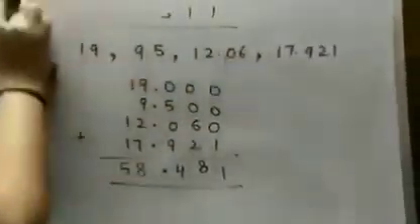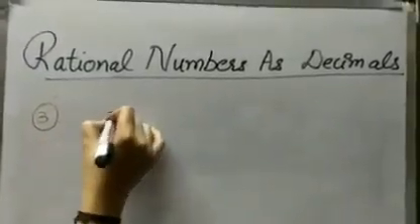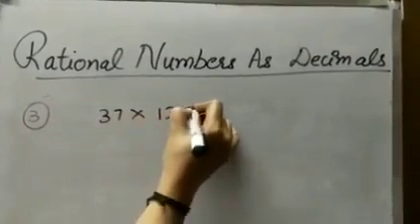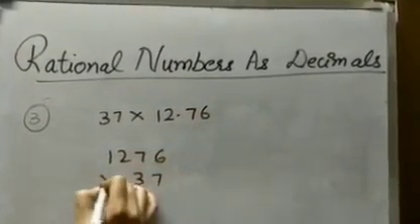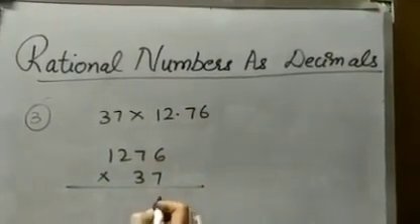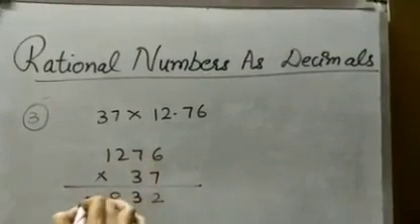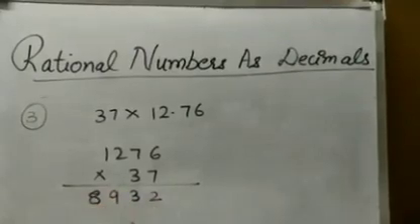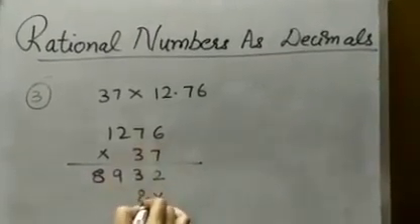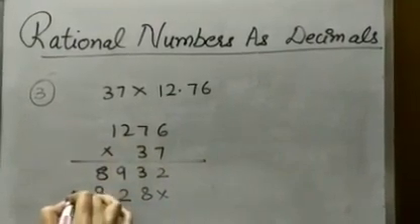Next, in the next question we will learn how to multiply decimal numbers. I am taking one example, 37 multiplied by 12.76. Just multiply the number with the number only. 7 6s are 42, 7 7s are 49, 53, 7 2s are 14, 8 and then 7 1s are 7, 8. It's 9, 8, 9, 3, 2. 3 6s are 18, 3 7s are 21, 22, 3 2s are 6 or 8 and then 3 1s are 3.